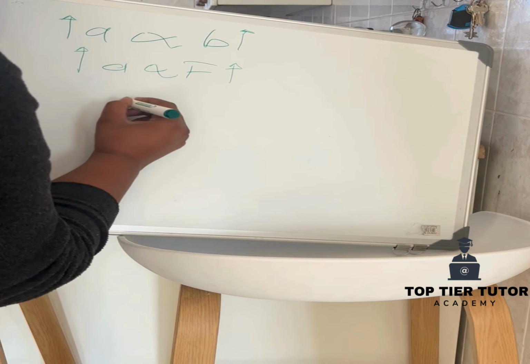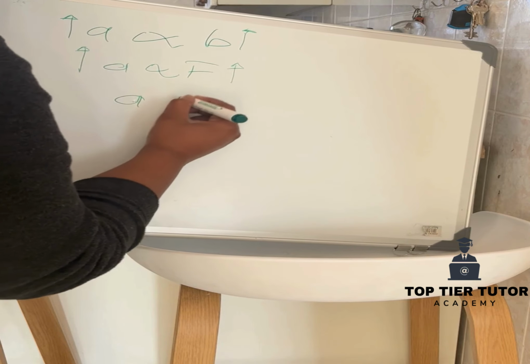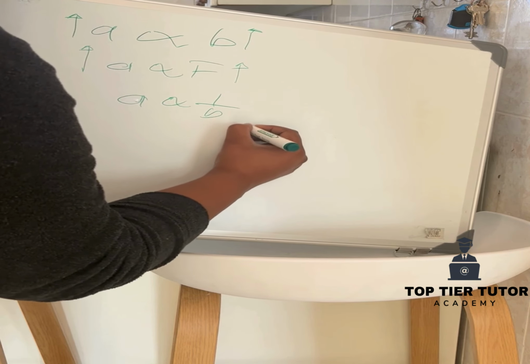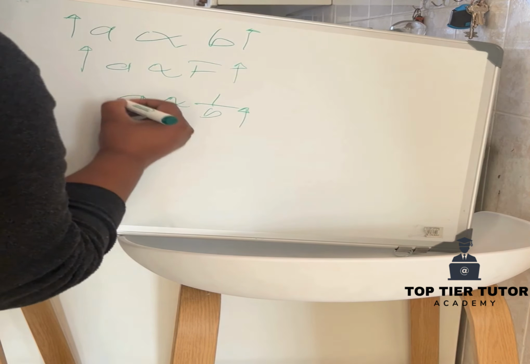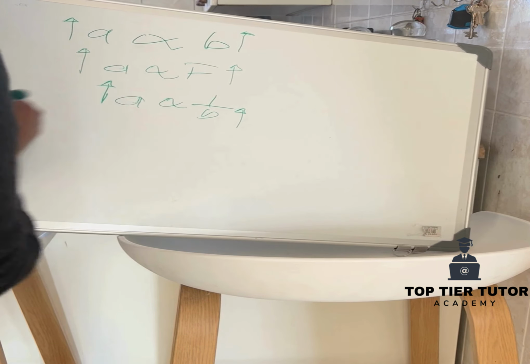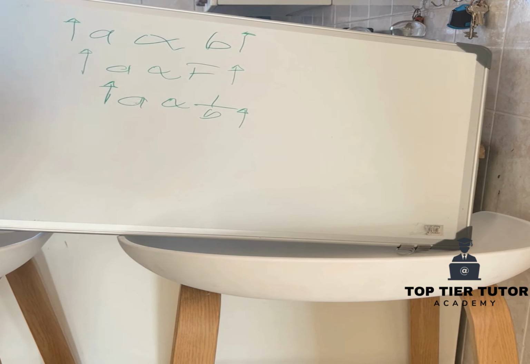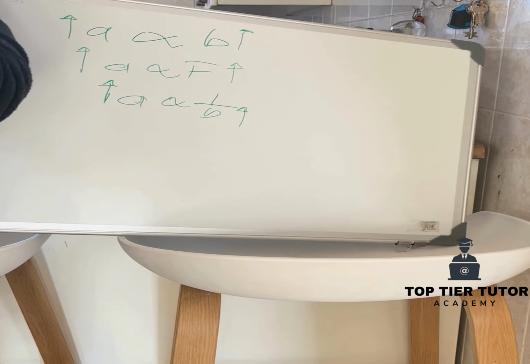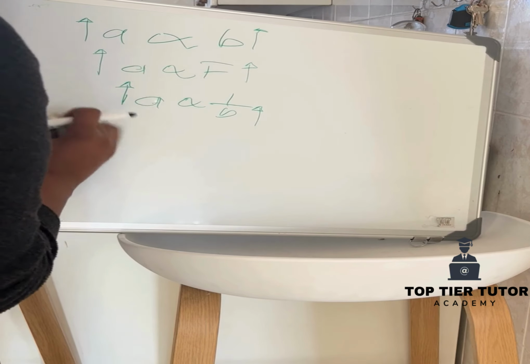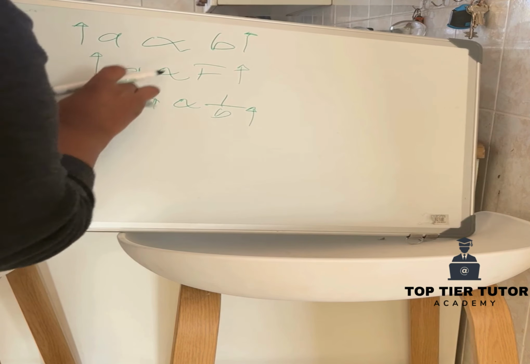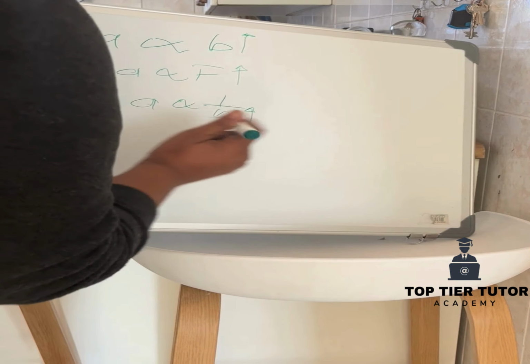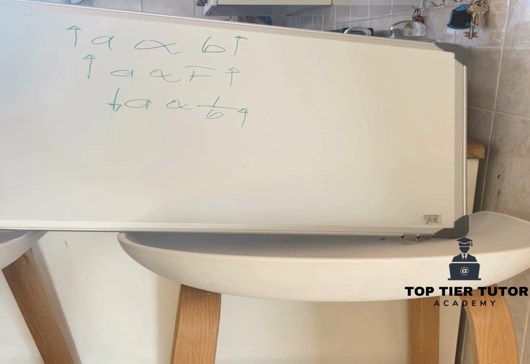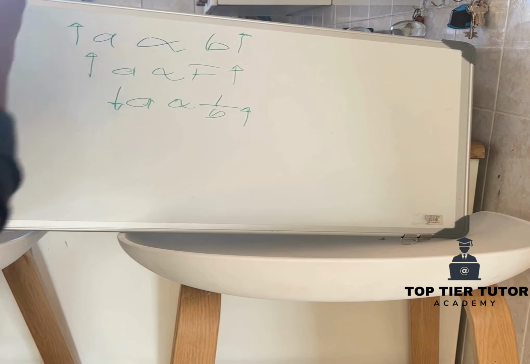It means they work in opposites. So if A is inversely proportional to B, when B increases, then A should decrease. Sorry. Let's fix that. So when B increases, this must then decrease. Okay.